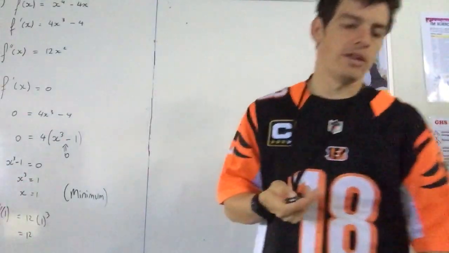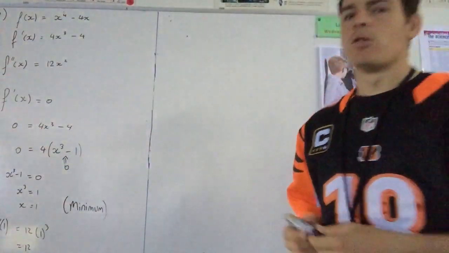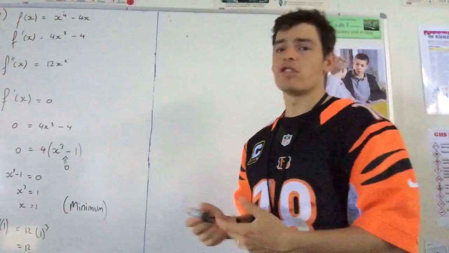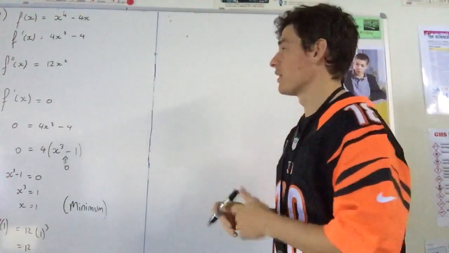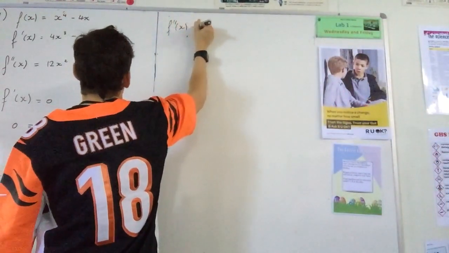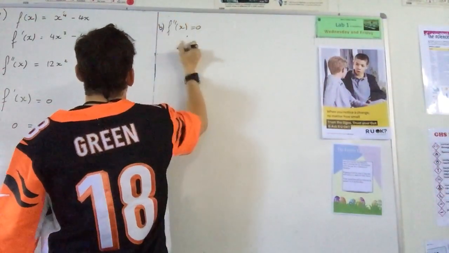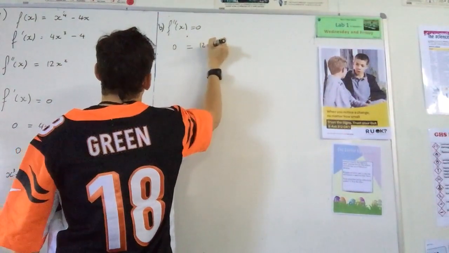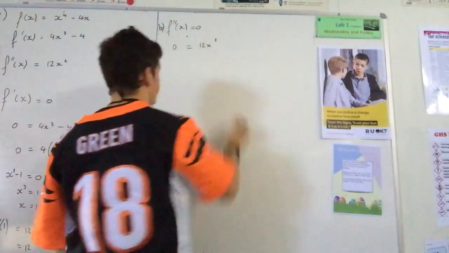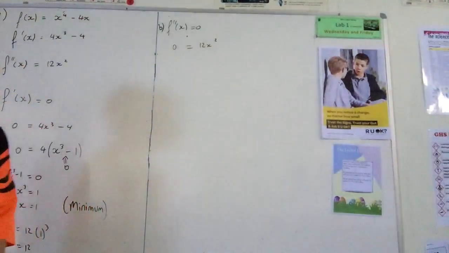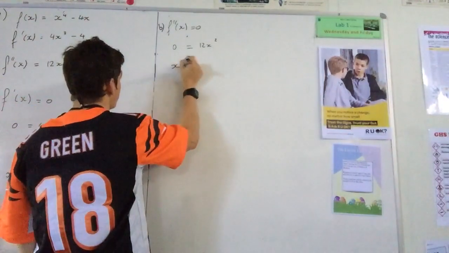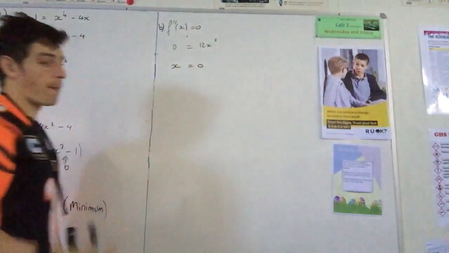Then what I want to do is, it says, how do you know that there are no points of inflection on that? So the first thing I like to do is see if there's a point where f double dash x equals 0. So f double dash x equals 0 is what I'm looking for in B. Now 0 therefore equals 12x squared. There is only one point where that will equal 0, and that is when x equals 0.